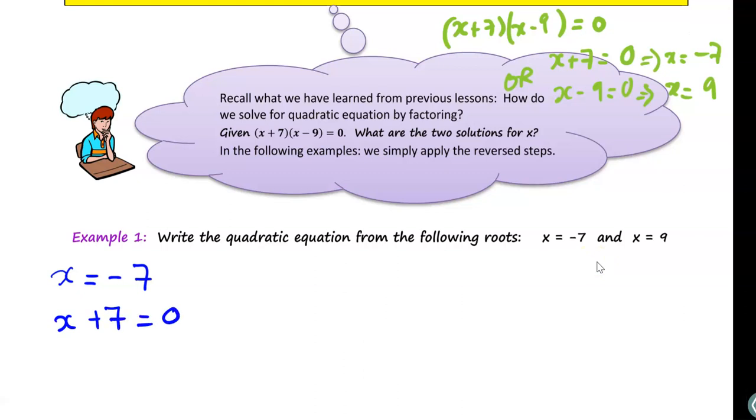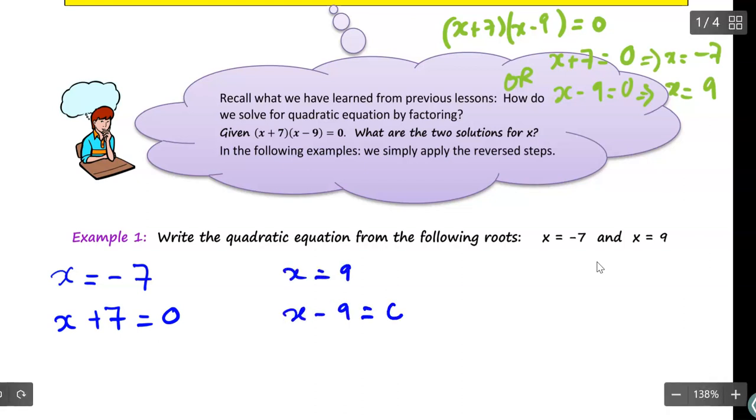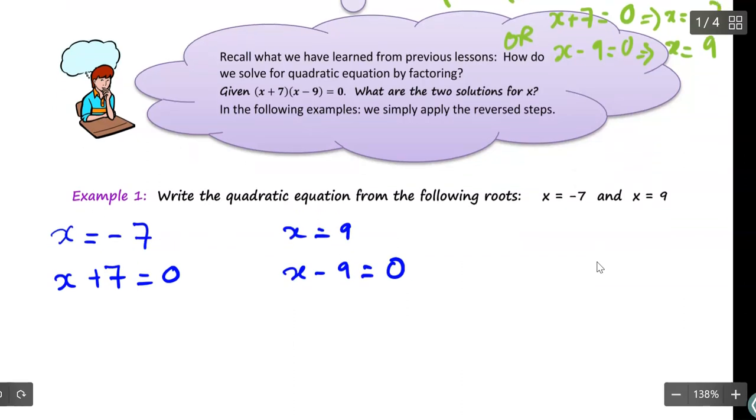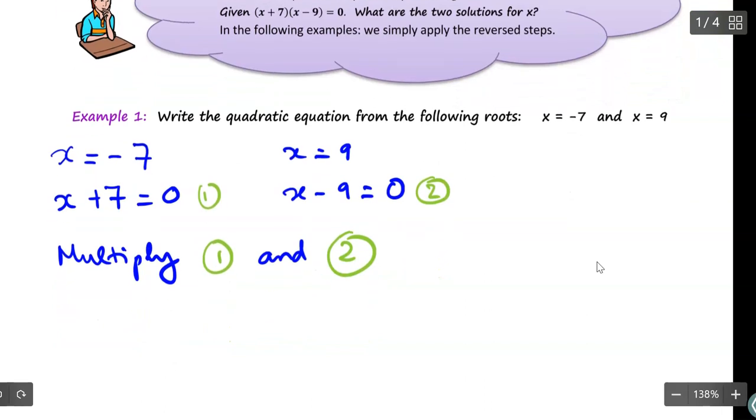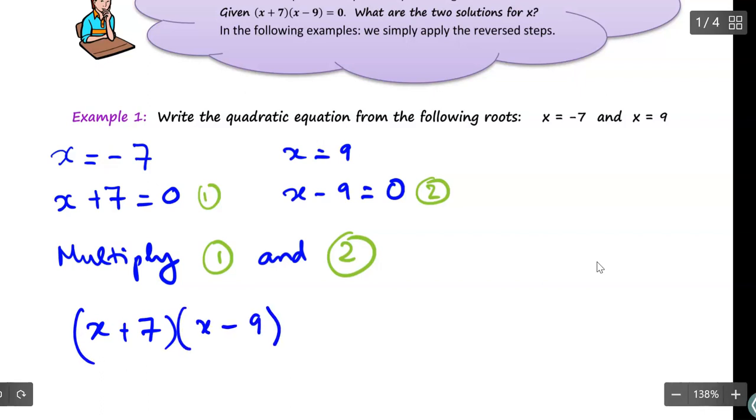Very logical. And then I have x equal to 9. I turn that into x minus 9 equal to 0. So now I will multiply these two equations together, equation 1 and equation 2. When I multiply this, I have x plus 7 multiplied with x minus 9, and on the other side 0 multiplied by 0, so it's equal to 0.